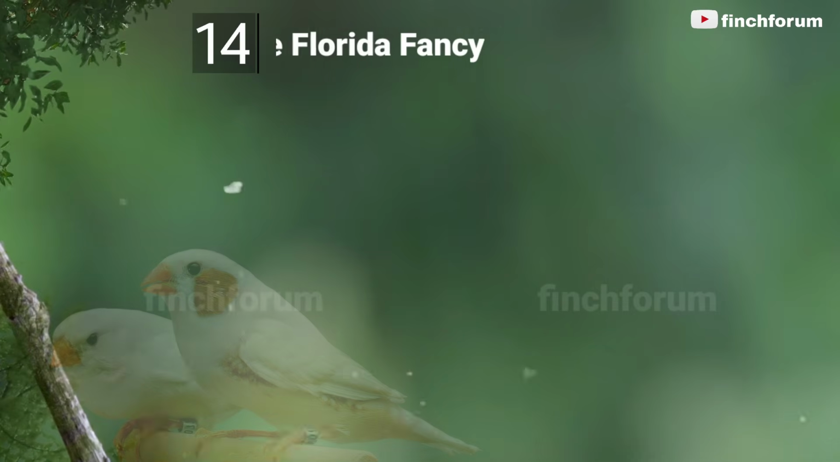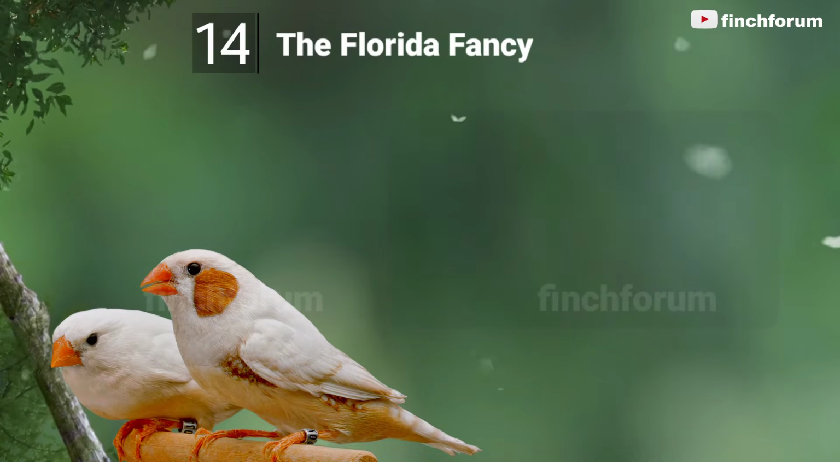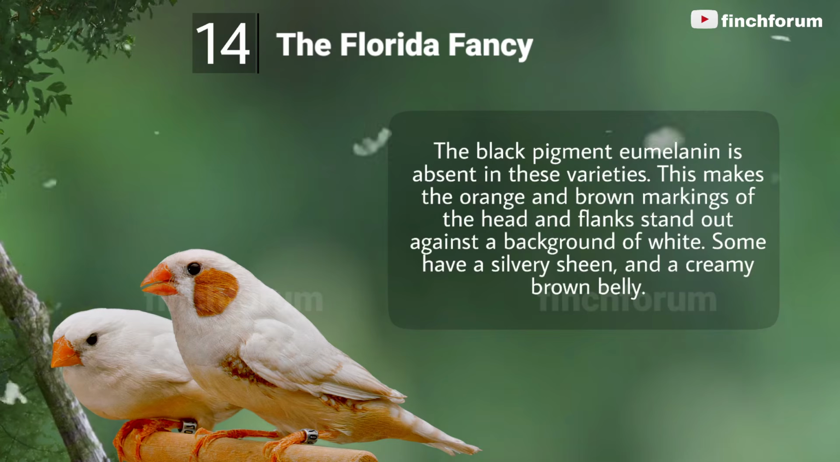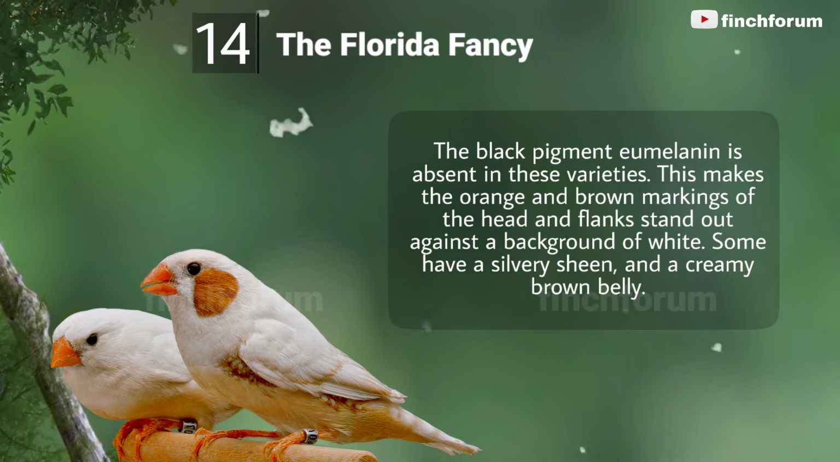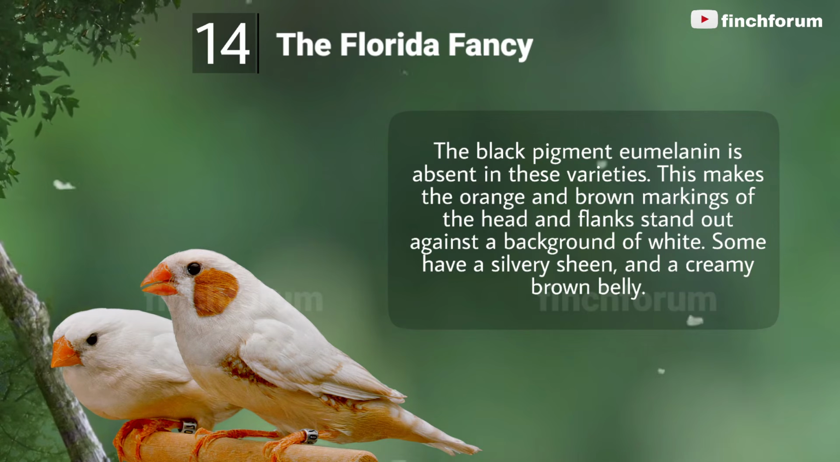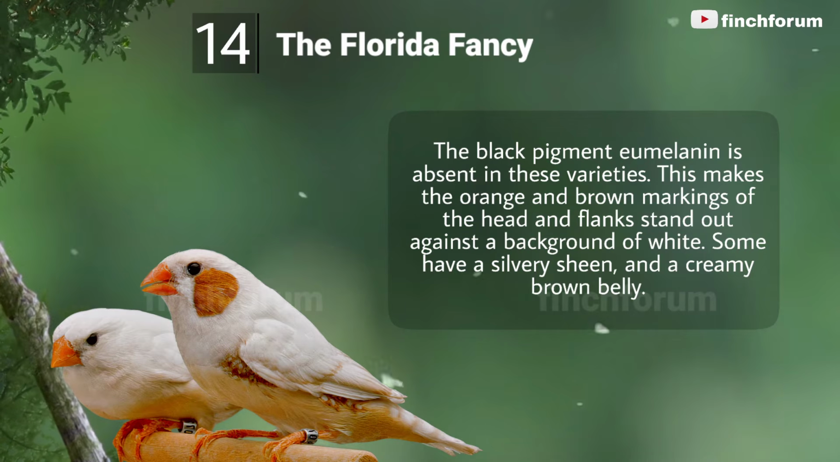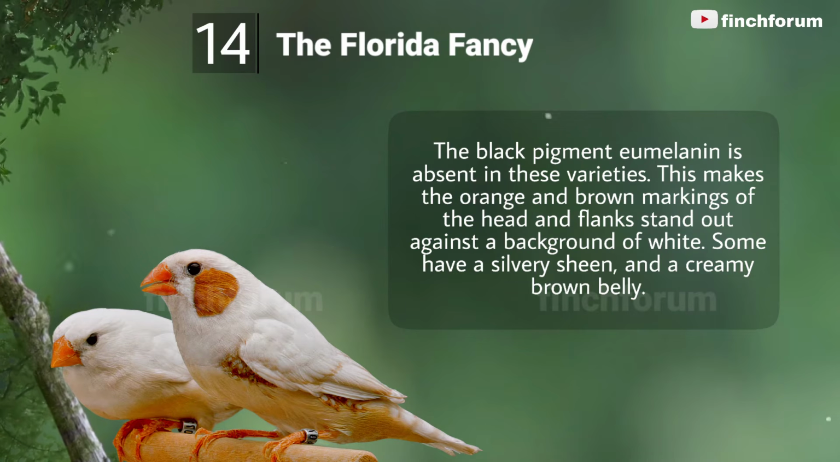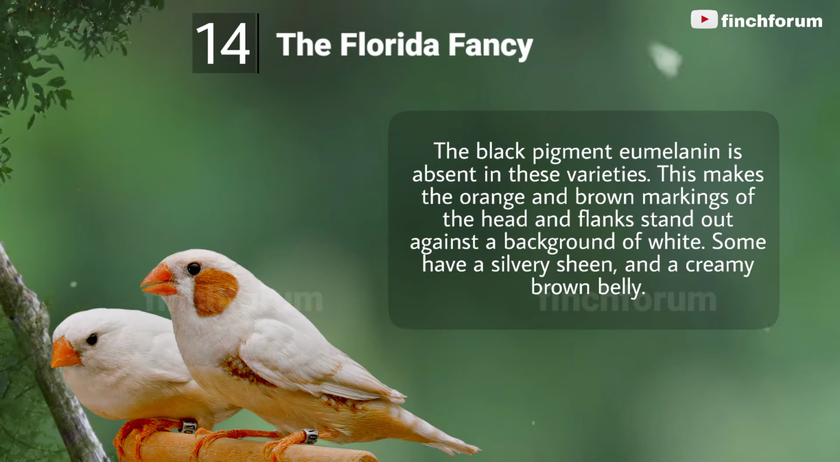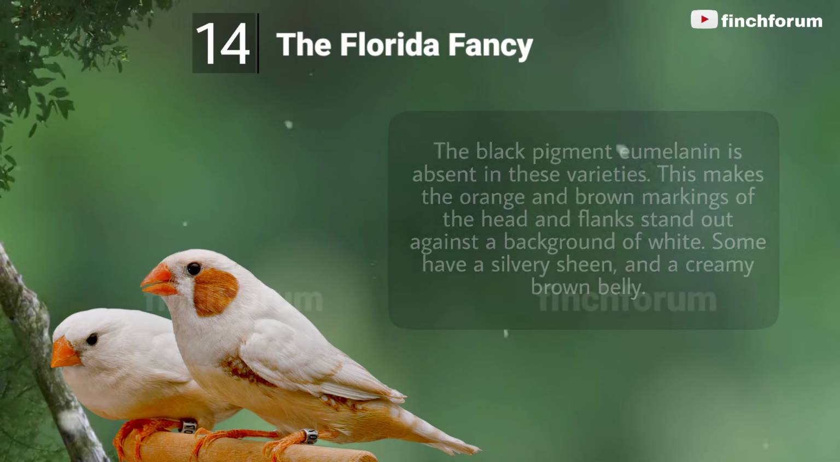Number 14. The Florida fancy. The black pigment eumelanin is absent in these varieties. This makes the orange and brown markings of the head and flanks stand out against a background of white. Some have a silvery sheen, and a creamy brown belly.